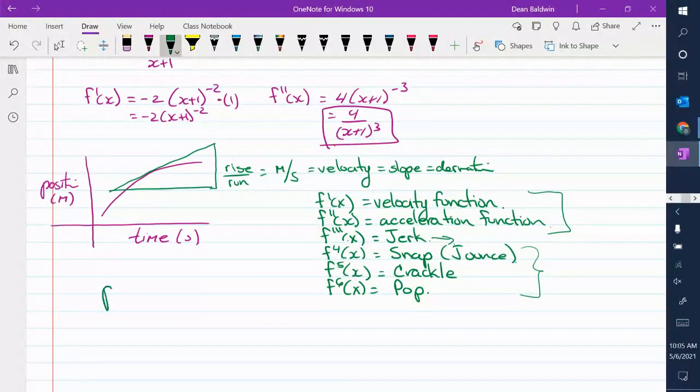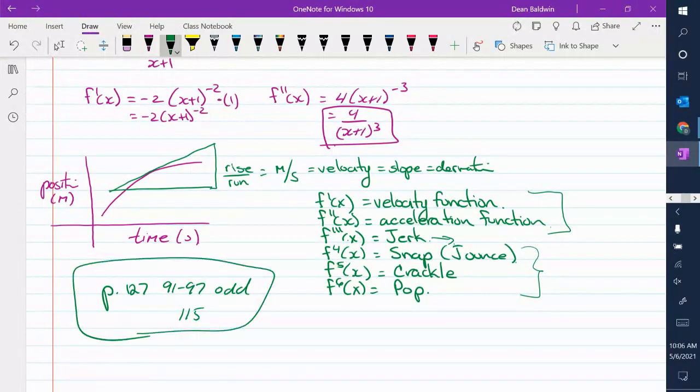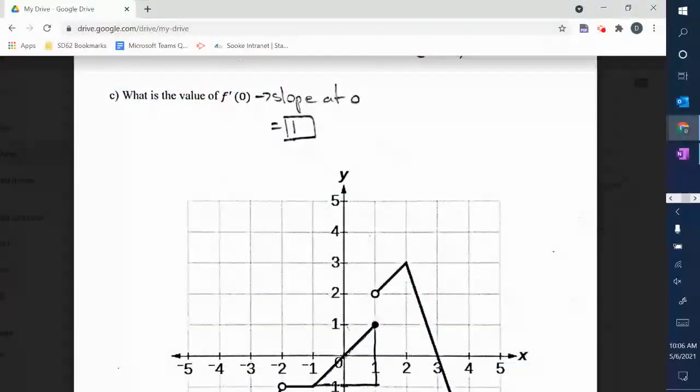Some questions, and then you can go on break: page 127, 91 to 97, odd, and 115, please. And you can go on break.